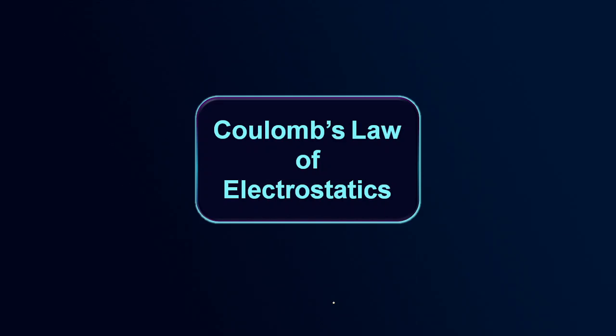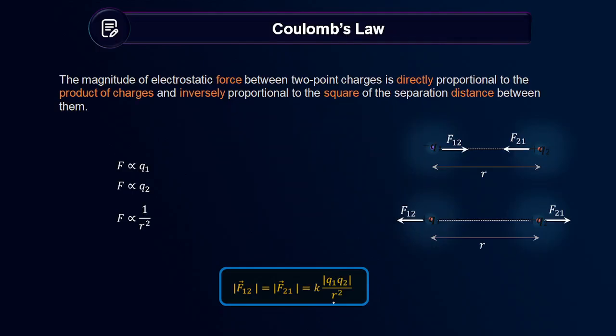Next is Coulomb's law of electrostatics, a very important topic. Let us start. Coulomb's law is one copy-paste kind of thing from Newton's law of gravitation. Coulomb's law says that the magnitude of electrostatic force between two point charges is directly proportional to the product of the charges. What Newton said was that force is proportional to the product of masses and proportional to 1 by r square. Similarly, here Coulomb said that the force is directly proportional to the product of charges and inversely proportional to the square of the separation distance between them.